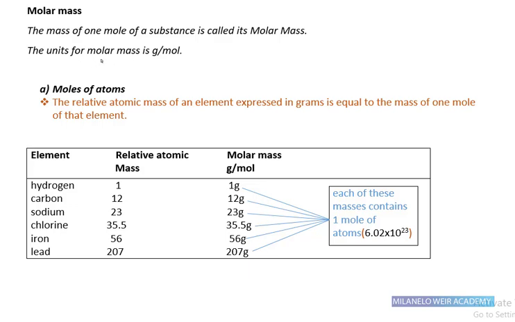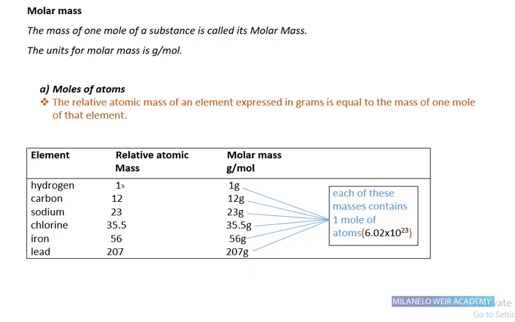And the units for molar mass are grams per mole. For moles of atoms, the relative atomic mass of an element expressed in grams is equal to the mass of 1 mole of that element. Here is an example.